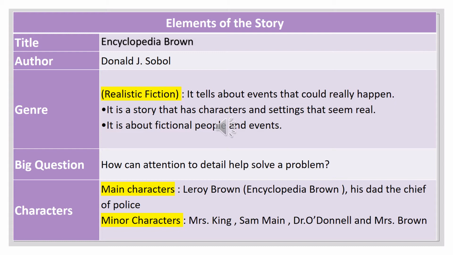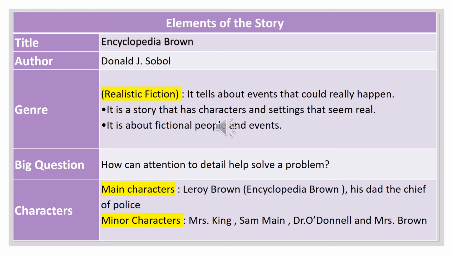Our big question or important question of this story: how can attention to detail help solve a problem? Do you see when Encyclopedia Brown paid his attention to each detail that his dad mentioned to him? By this way, he could solve the problem and discovered that Sam Main was the stealer of Fred.